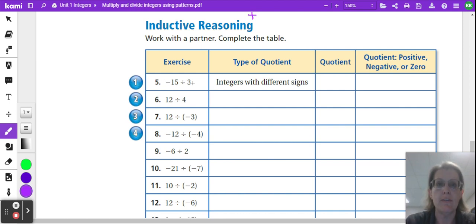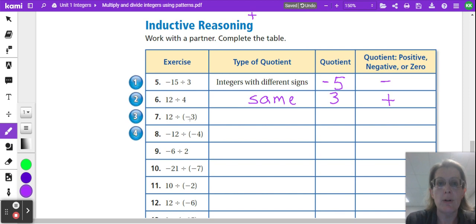So negative 15 divided by 3. I know that's going to be 5, and my signs are different, so that will be a negative 5. And then I have 12 divided by 4, which you guys know is 3. Those are the same sign, and we ended up with a positive answer.